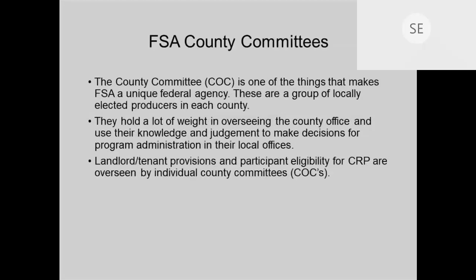The FSA County Committee is one of the things that makes the Farm Service Agency a unique agency. They are a group of locally elected producers in each county. There's usually 3 or 4 of them. They hold a lot of weight in overseeing the county office, and they use their judgment and their knowledge of the area and as growers to make decisions specifically for program administration in their counties. One of the things that they oversee is landlord-tenant provisions, which we'll talk about, and participant eligibility. They often are the ones who approve CRP contracts. So if there's something they're not comfortable with, they don't have to approve it. They hold a lot of weight.